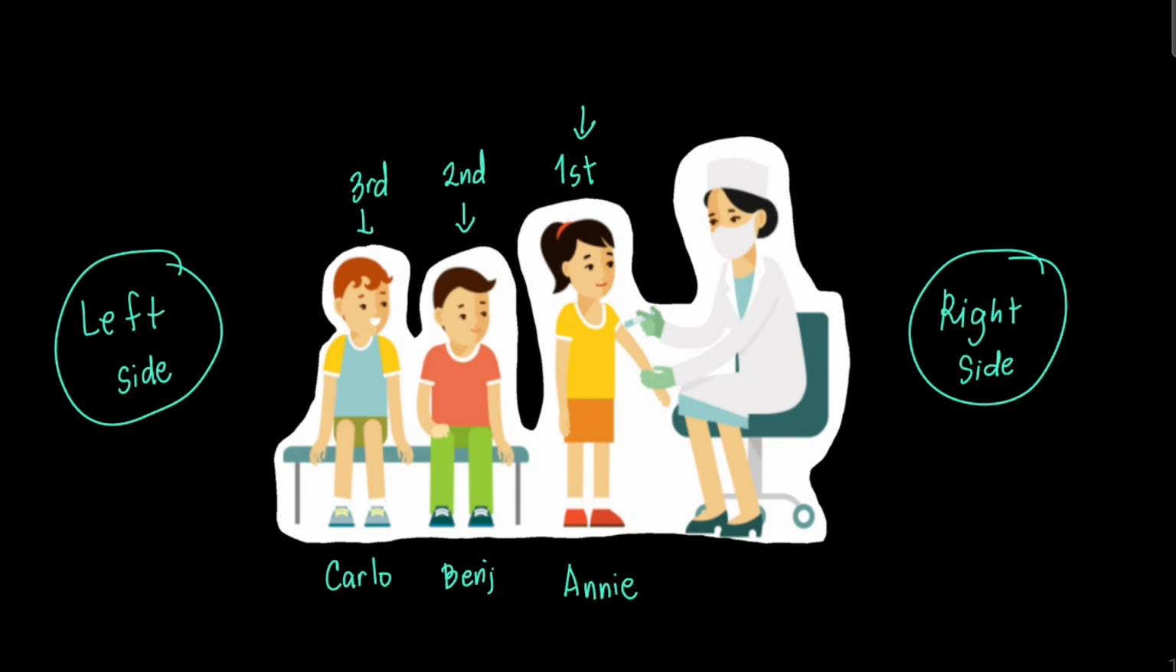Now, for ordinal numbers, you have to remember very well that ordinal numbers describe the position of objects in a set. This will help us arrange things in a certain order or even identify the position of objects or people in line.